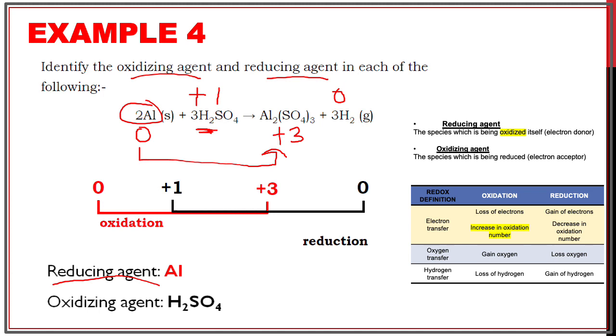Because this is a decrease in oxidation number, this is the reduction process. From H2SO4 to H2 is a reduction process. So this H2SO4 is an oxidizing agent, because this species is being reduced.